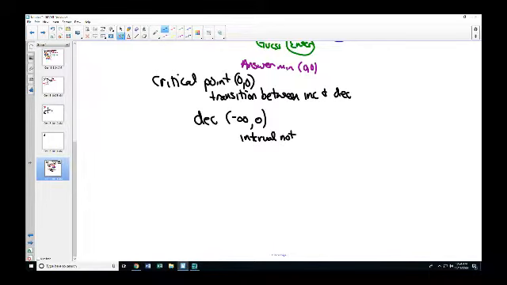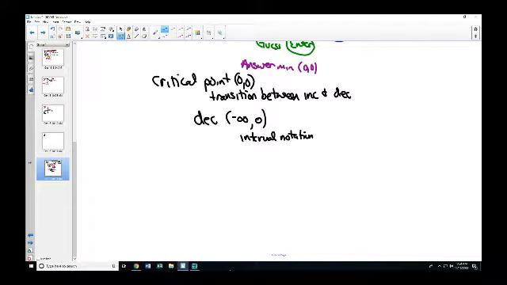Does it look like a point? Coordinate? Kind of looks like a coordinate, doesn't it? Yeah, because of the parentheses. But it's not, because you're thinking in the context of decreasing as an interval.